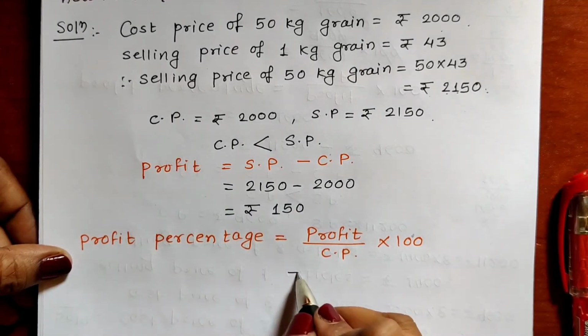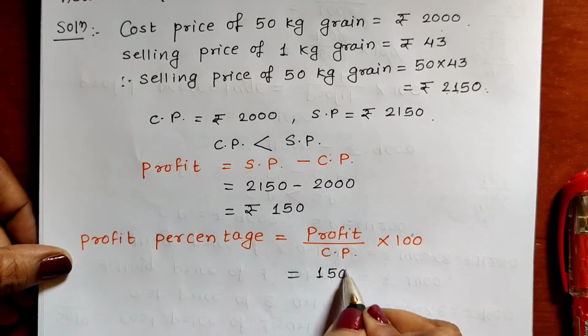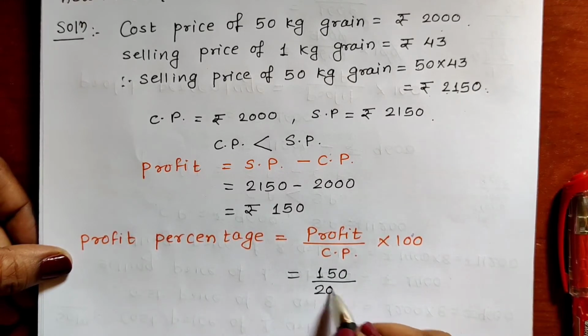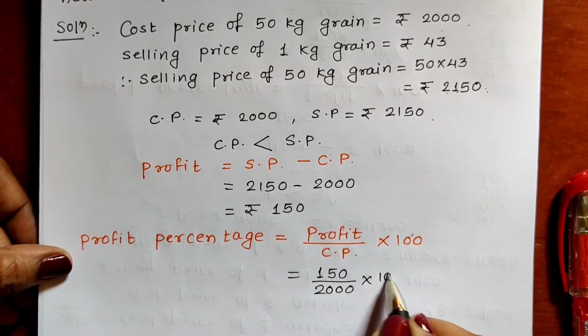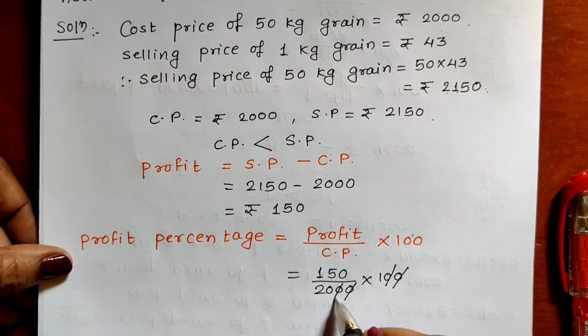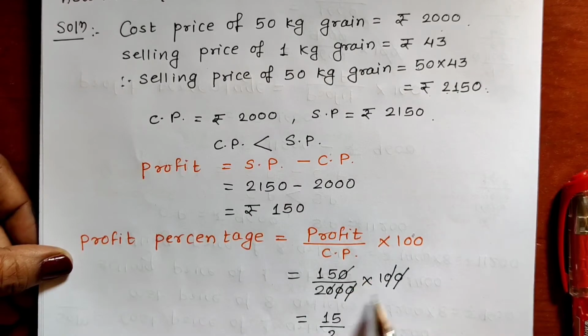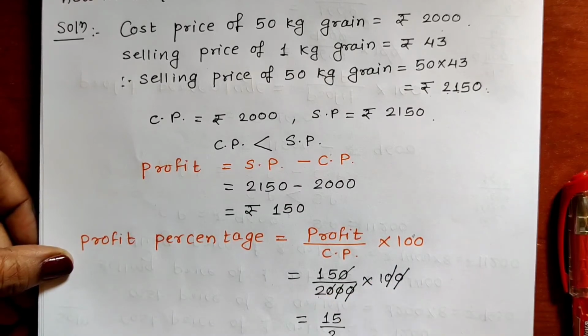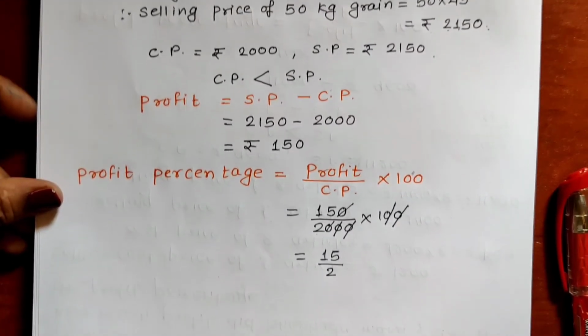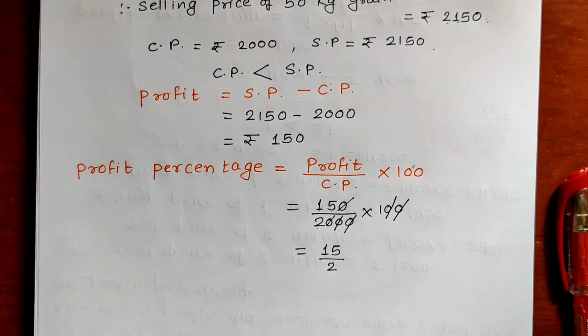How much profit? 150. What is CP? 2000. Multiply by 100. 0 cancel with 0. 2 zeros cancel with 2 zeros. Now see 1 0 is remaining here, so that we can cancel with this 1 0. 15 divided by 2. All the zeros are cancelled. Only 15 and divided by 2 is remaining. So that we can write here.